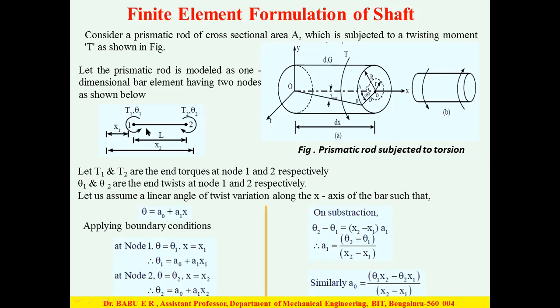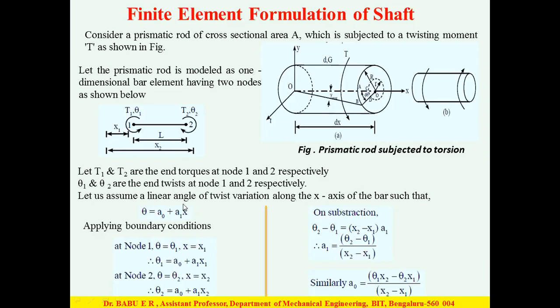Let us assume that at node 1 the applied torque is T1. Due to the application of the torque, the angle of twist is theta 1 at node 1. Similarly, at node 2 the torque is T2 and the angle of twist is theta 2. Since it is a two-noded bar element, let us assume a linear angle of twist variation along the x-axis of the bar such that theta equals a0 plus a1 x.